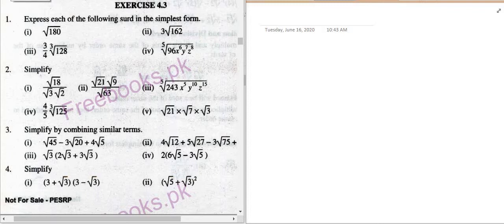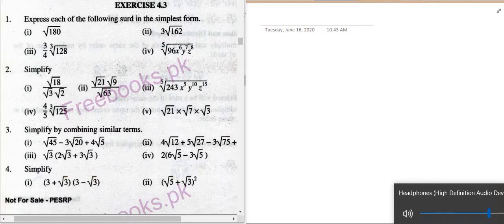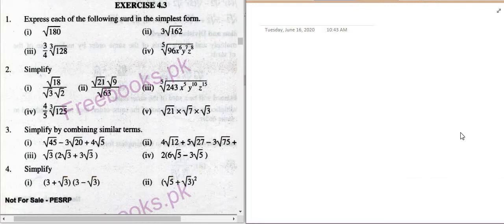I welcome you all. Today we are going to discuss 4.3. Exercise 4.3. Question number 1. Express each of the following surds in the simplest form. How to express the surds into simplest form?